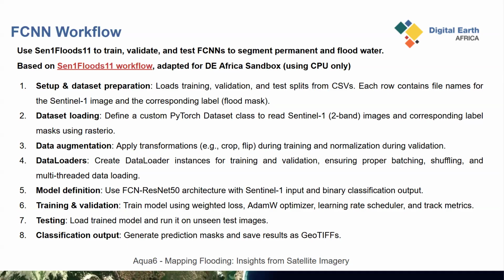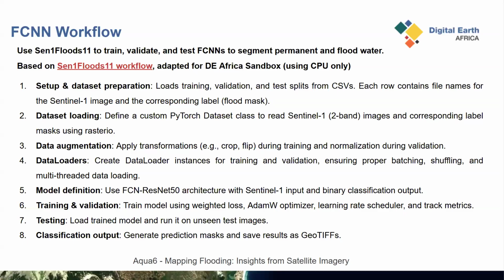The model that we trained is a fully convolutional neural network, FCNN, and this is a model that is optimized for pixel level classification. So instead of classifying the image as a whole, they analyze each pixel individually to determine whether it's flooded or not, making them ideal for flood mapping.